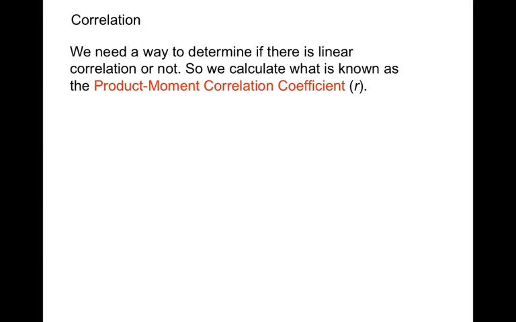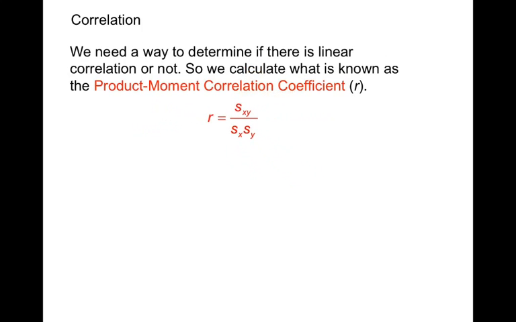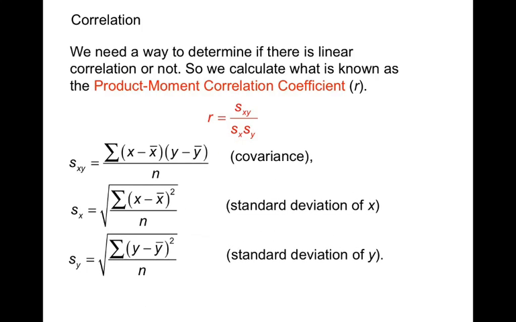So we need to calculate what's known as the product moment correlation coefficient. This is given by this formula. This is the covariance, but this one is actually the standard deviation. So we just need to take the square root of the number we've obtained before, and this is the standard deviation of y. So we just take the square root of the variance number that we've obtained before. Okay, these are the formulas, so we've just added in a square root sign on these two.